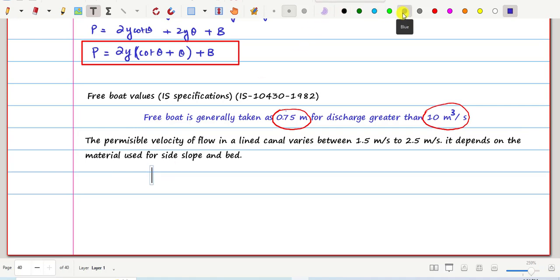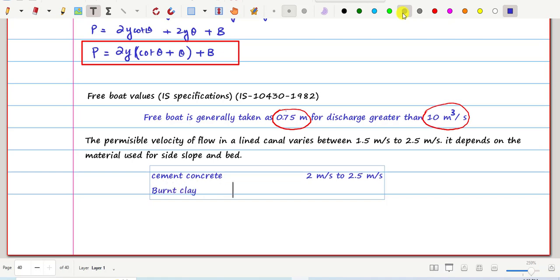If the bed or side slopes are covered with cement concrete, then the value of velocity is going to be 2 meters per second to 2.5 meters per second. But if the side slopes or bed are made up of burnt clay or burnt clay bricks, then we will consider the velocity of flow as 1.8 meter per second. If it is made up of boulders, then we will consider the velocity as 1.5 meter per second. Got it? So it depends upon the material which we are using to cover the side slopes and bed of the canal.